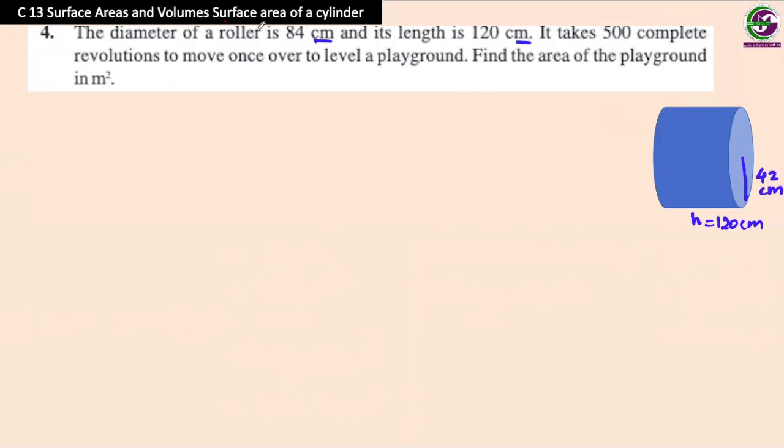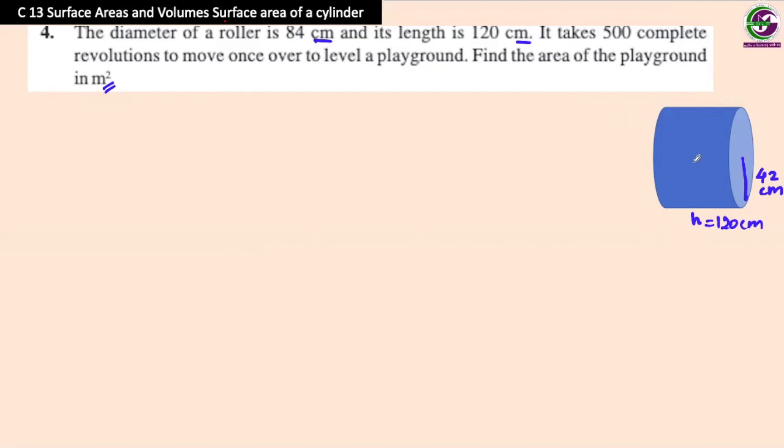And it takes 500 complete revolutions to move once over to level a playground. Find the area of the playground. So we have a large playground. It is to be leveled using a roller. It is rolling 500 times to level the whole ground at least once. So the curved surface area covered by this roller times 500 will be the total area of the playground. But remember, we need the area in meter square at the end. So let us see one by one. First, you have to think, are we using curved surface area or total surface area? Excellent, only curved surface area.